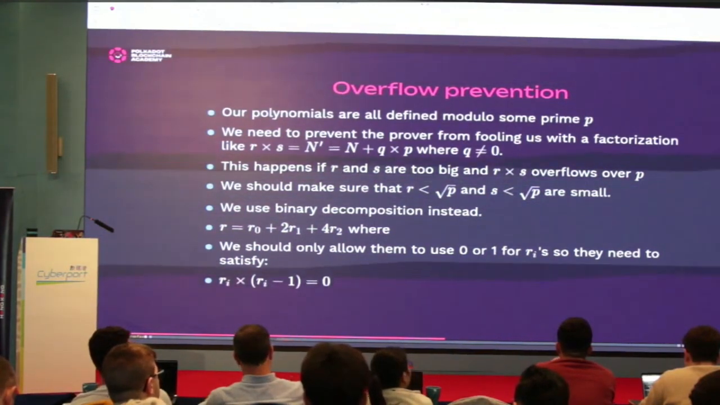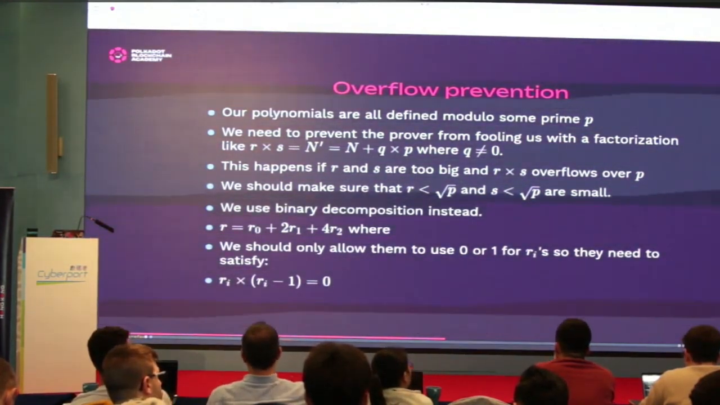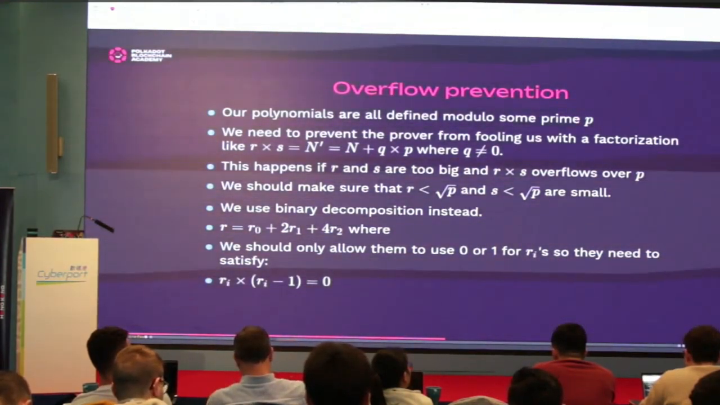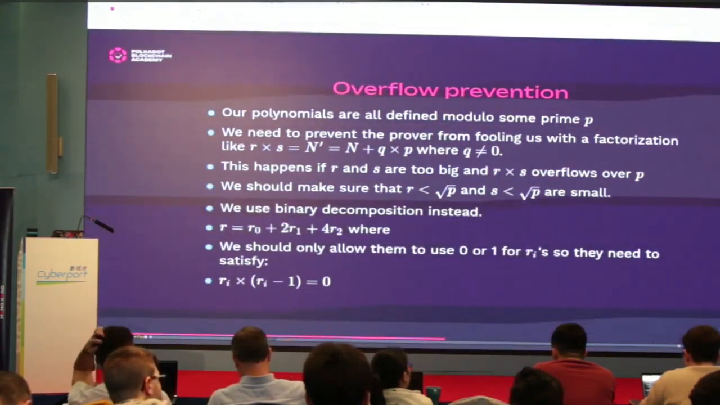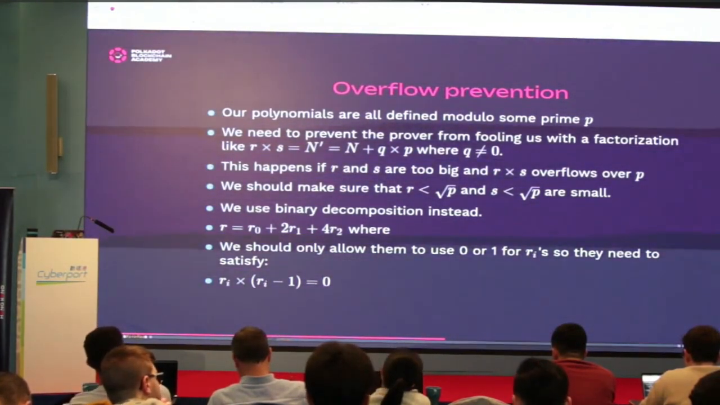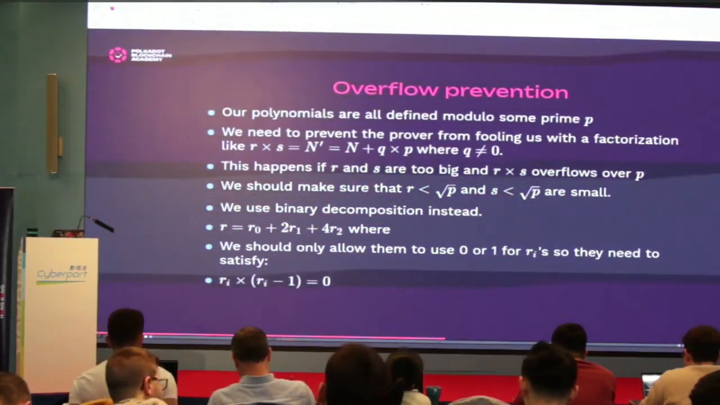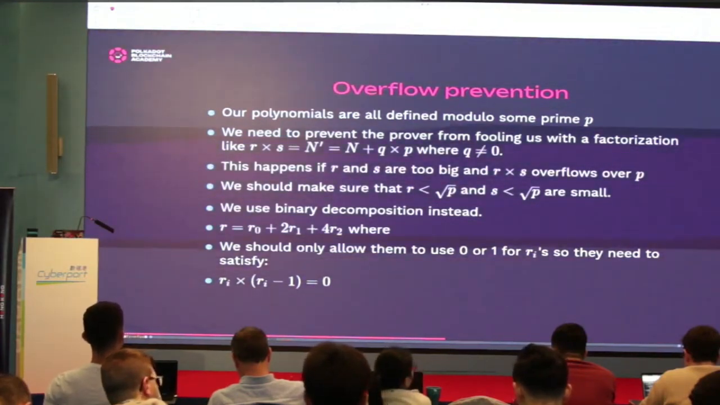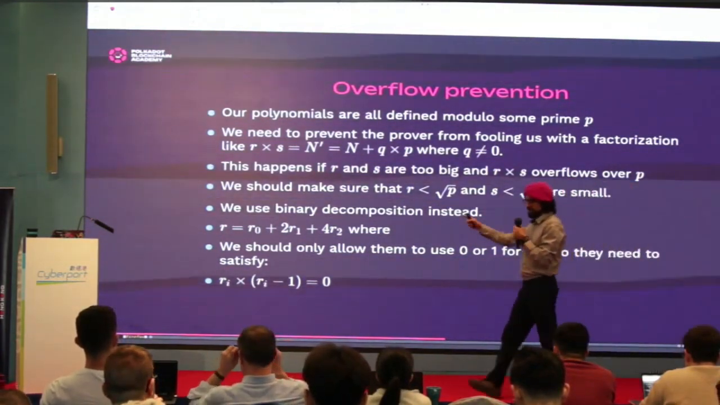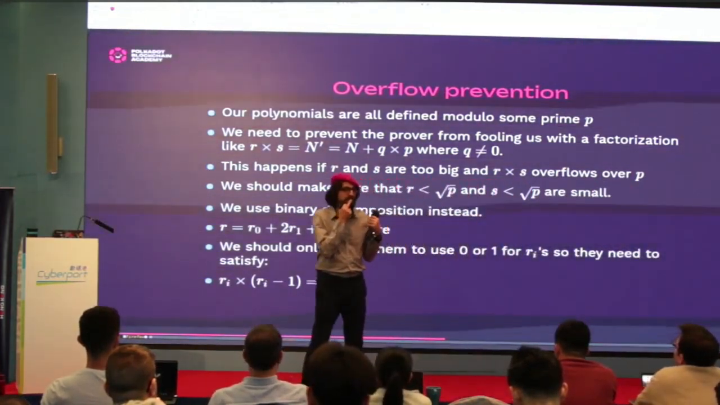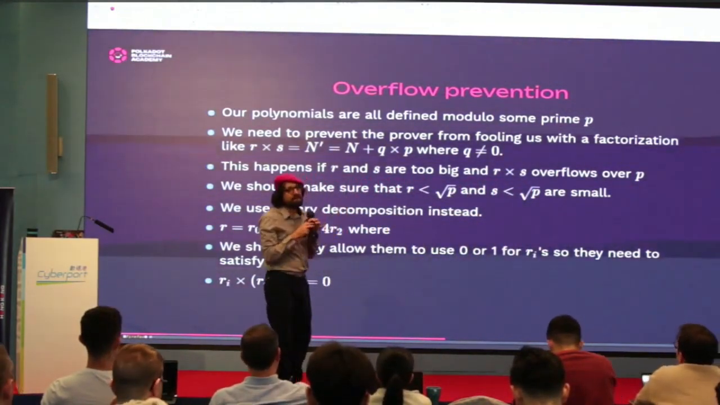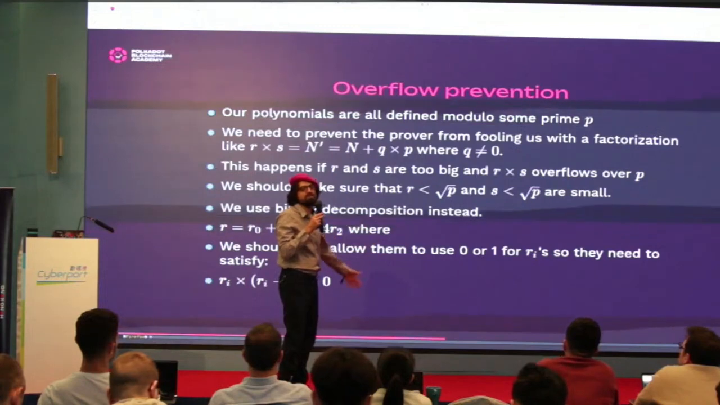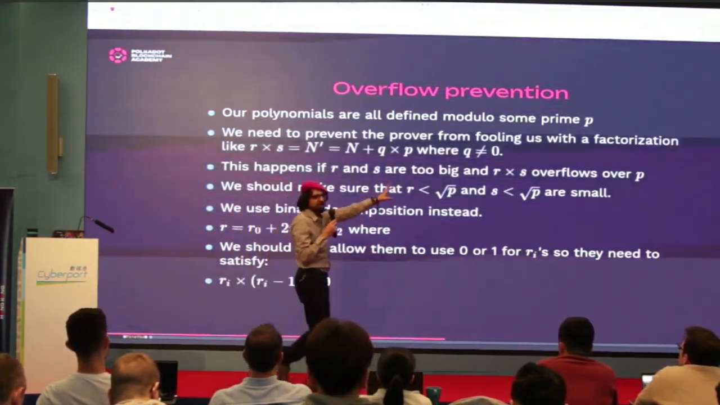No matter how big a P I choose, you can still cheat, because this only checks whether the number is less than 8, independent of P. But if P is 5, then you shouldn't allow 4, right? You should only allow R0 and R1. But P is chosen by the verifier, right? I can tell you in which field I want you to prove this. So I can make the P bigger.